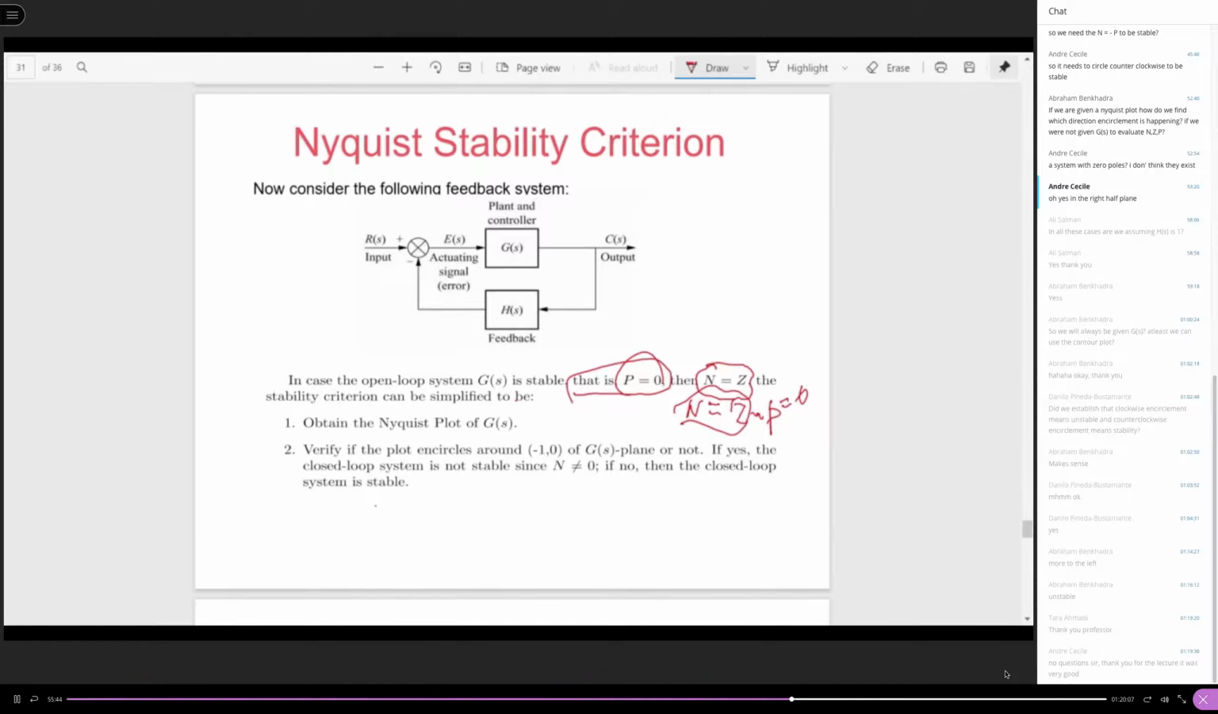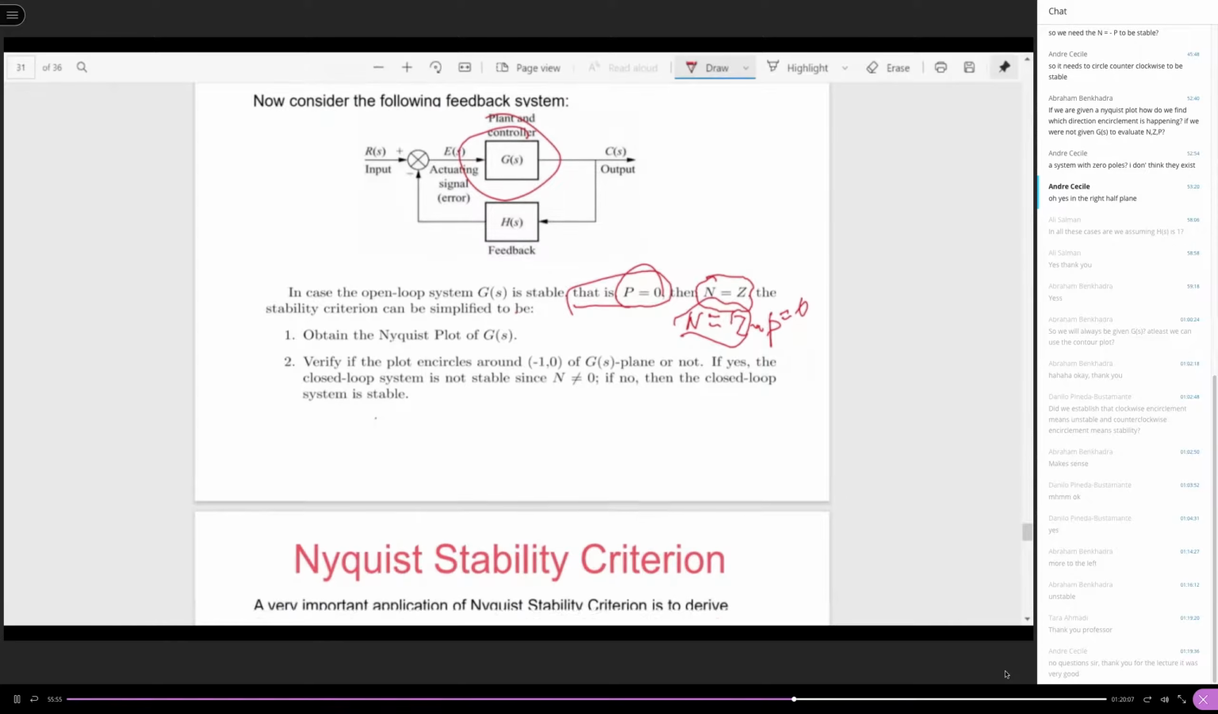So in this case, if your open loop system is already stable, then the Nyquist stability criterion can be very simple. You just evaluate the Nyquist plot of G of S, and this Nyquist plot should not have any encirclement around the -1, 0 point. Very simple, right? N must be equal to 0. If you see the encirclement happens, then the closed loop system will not be stable, based on the assumption that the open loop system is stable. So this is simplified.